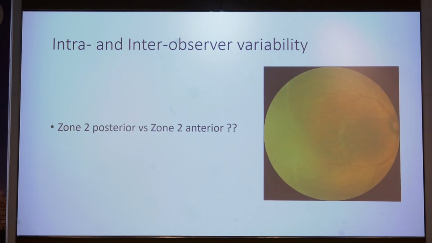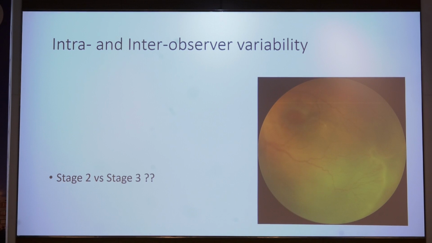It is also sometimes difficult to correctly pinpoint whether it is zone 2 posterior disease or zone 2 anterior disease based on a single image. And this has treatment implications, because if there is zone 2 posterior disease, then you may want to give anti-VEGF injection in those eyes, and if it is zone 2 anterior disease, then you may want to do laser. And finally, you can always confuse between stage 2 and stage 3. This also has practical implications, because stage 3 in zone 2 with plus will need laser therapy or anti-VEGF therapy, while stage 2 will need close observation.